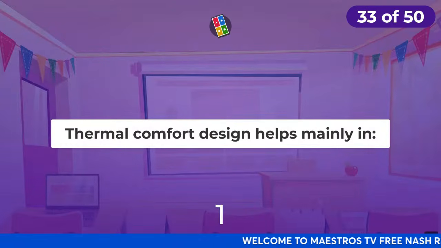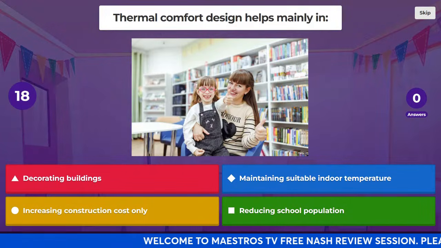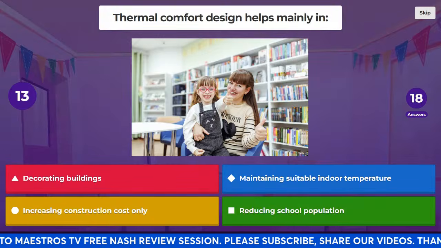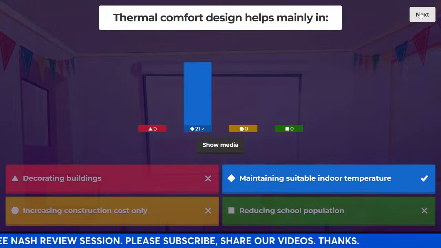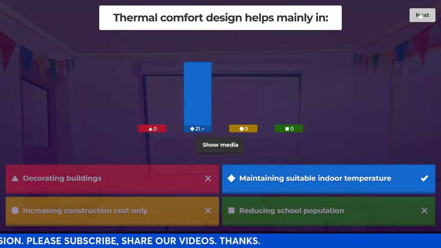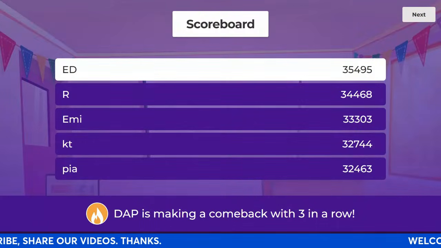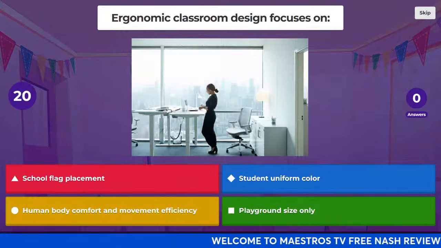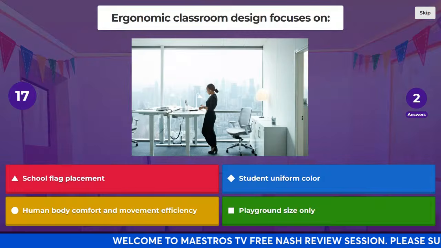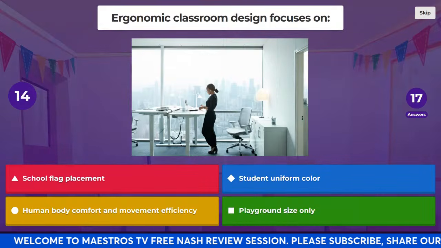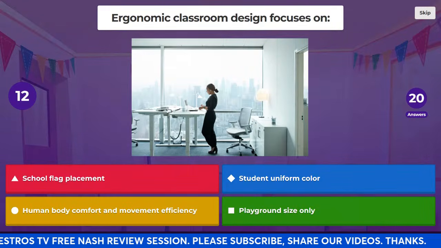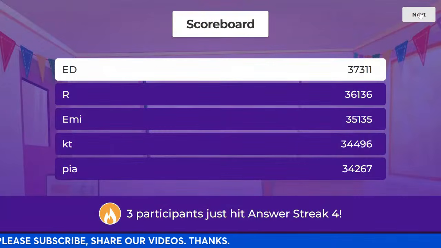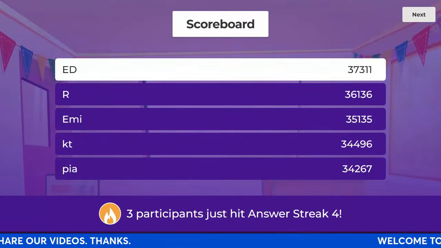Thermal comfort design helps mainly for maintaining suitable indoor temperature. Ed, R, Emmy, Katie, and Pia is still on the lead. Ergonomic classroom designs focus on what is ergonomics. You are all correct, for human body comfort and movement. We have new names added.